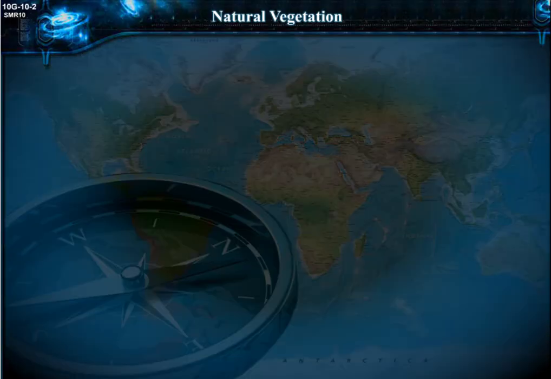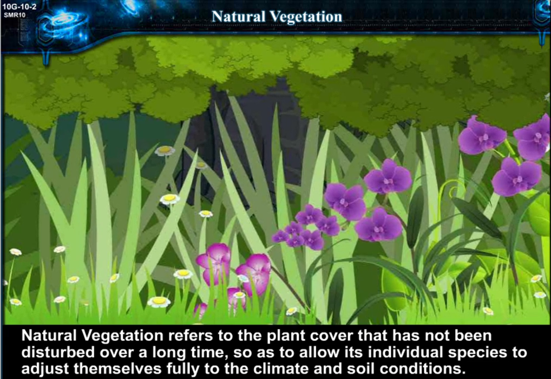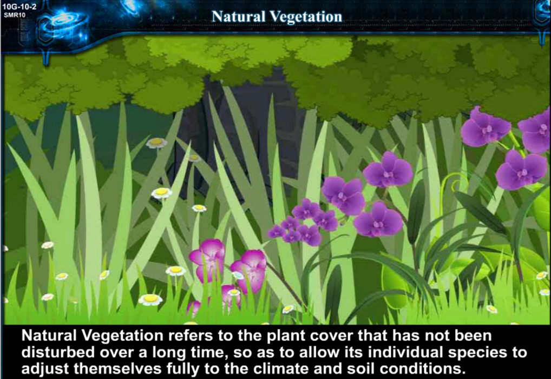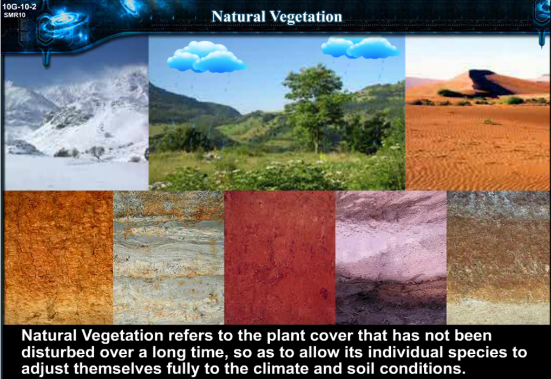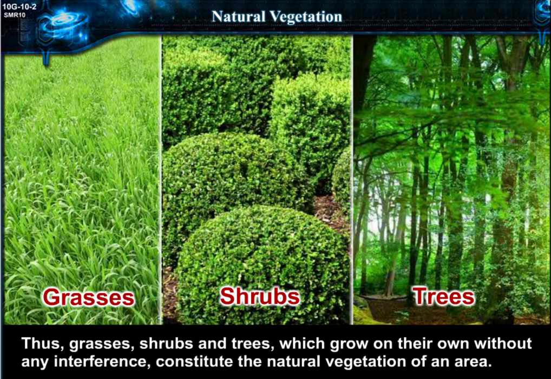Natural vegetation. Natural vegetation refers to the plant cover that has not been disturbed over a long time so as to allow its individual species to adjust themselves fully to the climate and soil conditions. Thus, grasses, shrubs, and trees, which grow on their own without any interference, constitute the natural vegetation of an area.